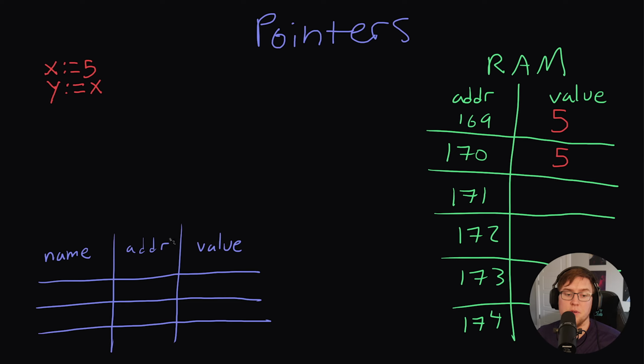So down here in this table, this is where we're going to keep track of all of our variables. We'll say that x, so x is the variable name, lives at address 169, and it stores the value 5. Now y lives at address 170 and also stores the value 5.